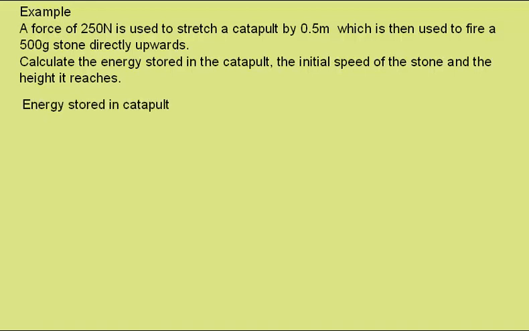Well, the energy stored in the catapult. We know that the energy stored in a spring is given by half F delta L, which in this case is half times the force 250 newtons times the change in length of half a meter, meaning it has an energy of 62.5 joules.